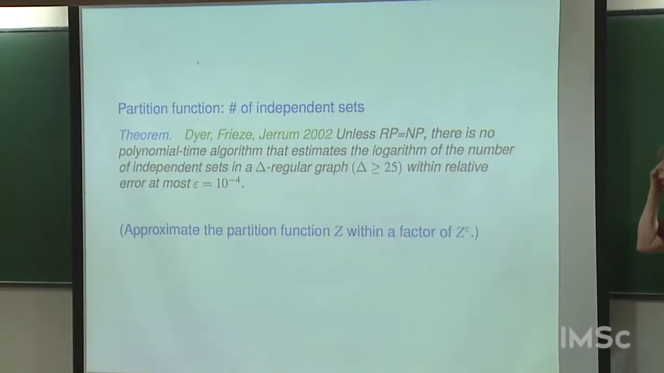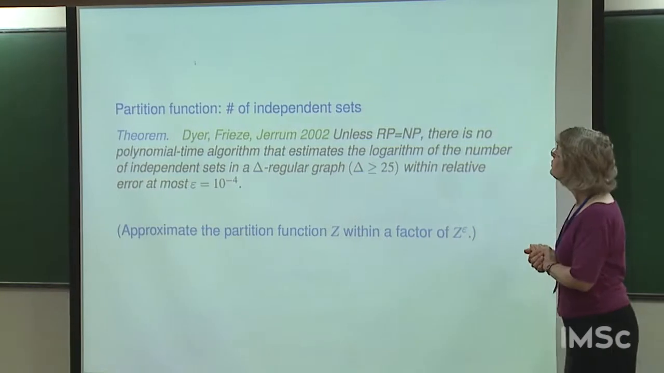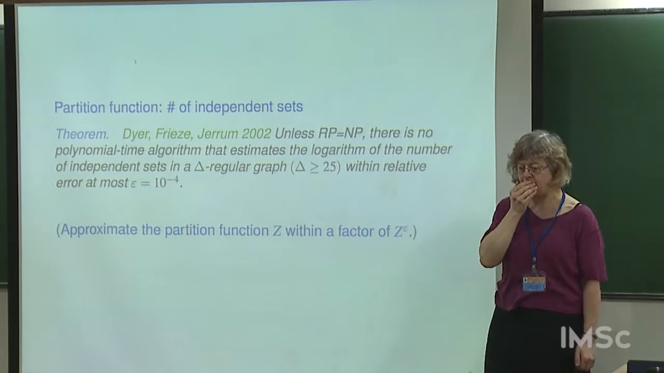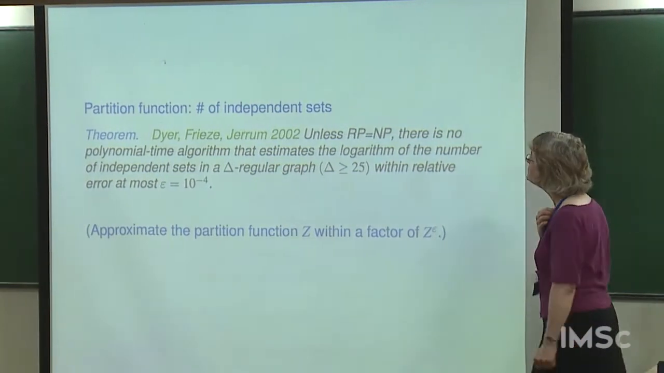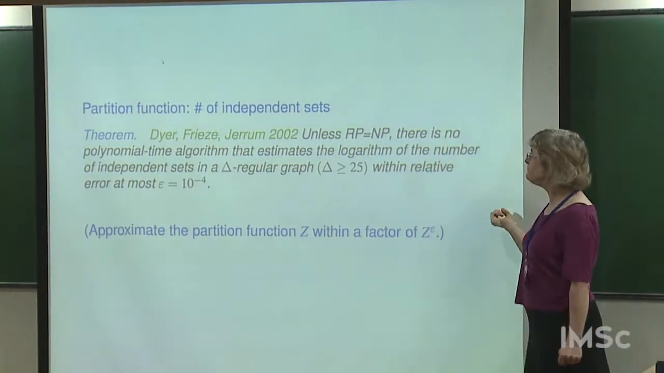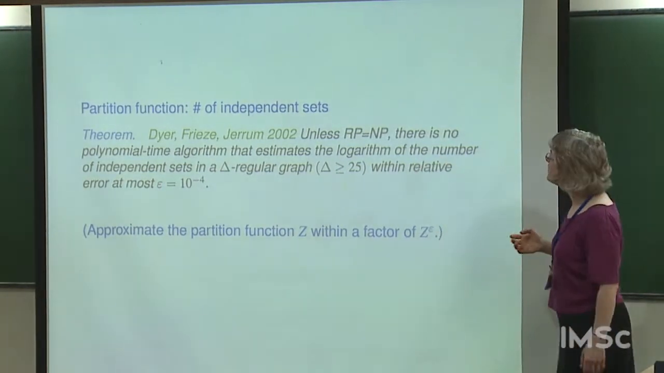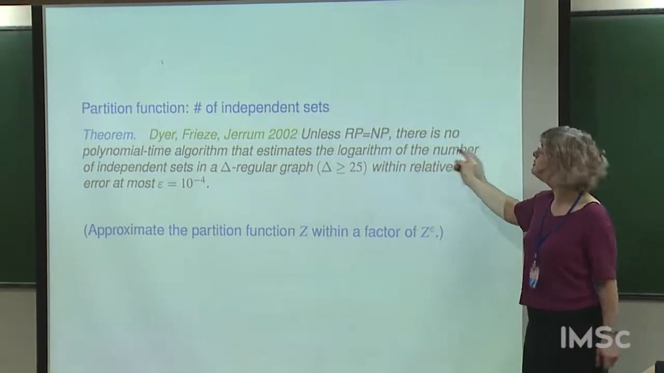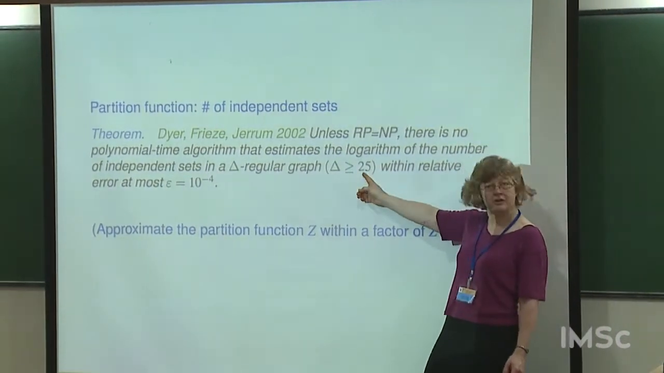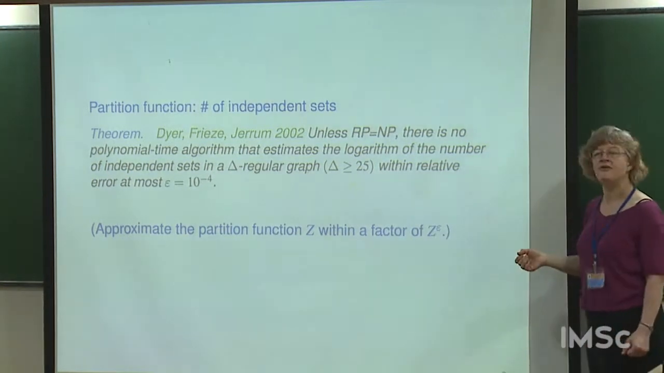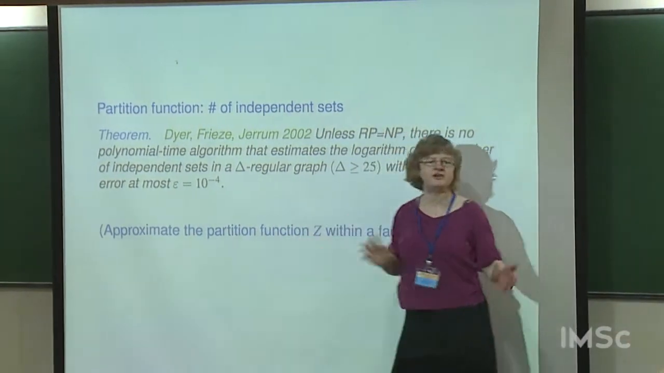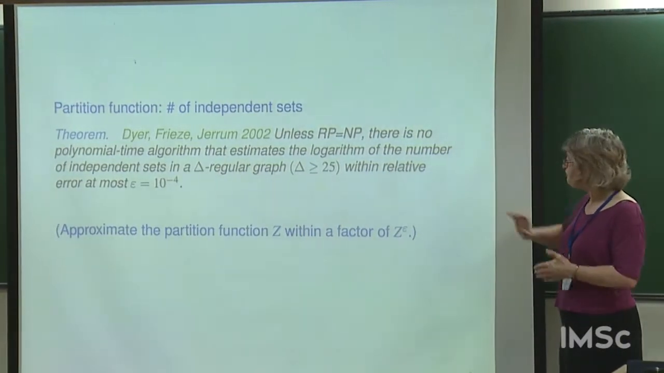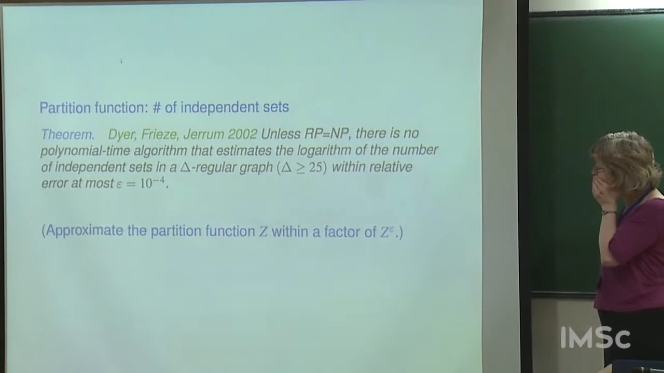So we're going to stick here with 25. They were doing lambda equals 1, so independent sets. And here's the result that they get. Unless RP equals NP, there's no polynomial algorithm that estimates the log, and we're going to come back to that, of the number of independent sets of a delta regular graph, delta bigger than 25, within some small relative error. It doesn't really matter, just something small. That's the kind of theorem that they got.